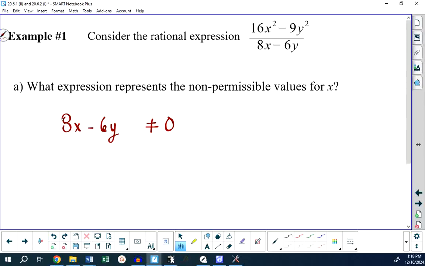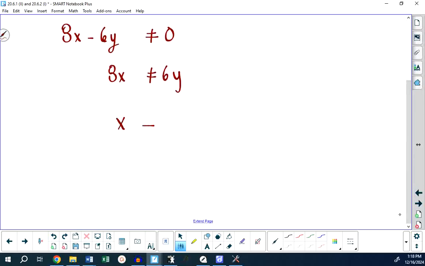But let's put it into something more understandable. Let's add 6y to both sides. I mean, this is maybe a little bit better. Whatever x and y are, you can use whatever numbers you want, but 8 times x better not be equal to 6 times y, because then the denominator is 0. Better yet, we can divide both sides by 8 and get x cannot be equal to 3/4 of y. So that's a non-permissible statement about what x is not allowed to be.